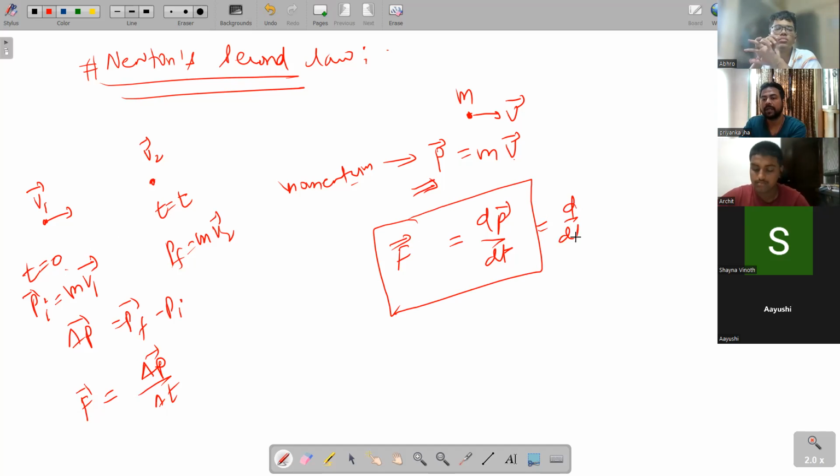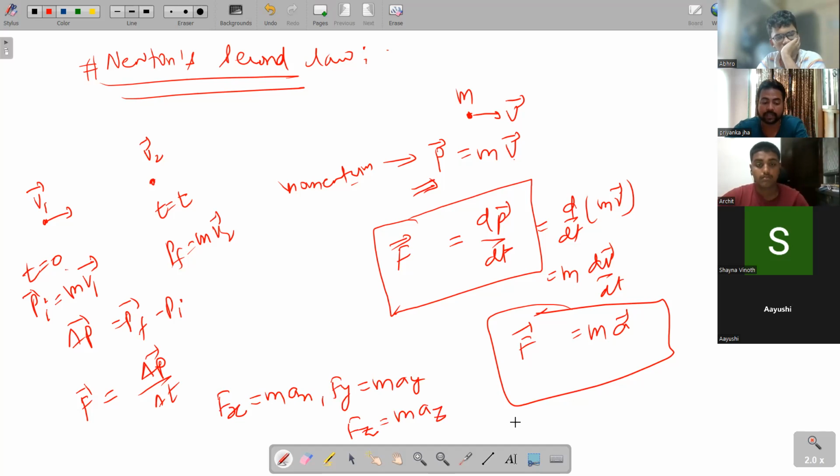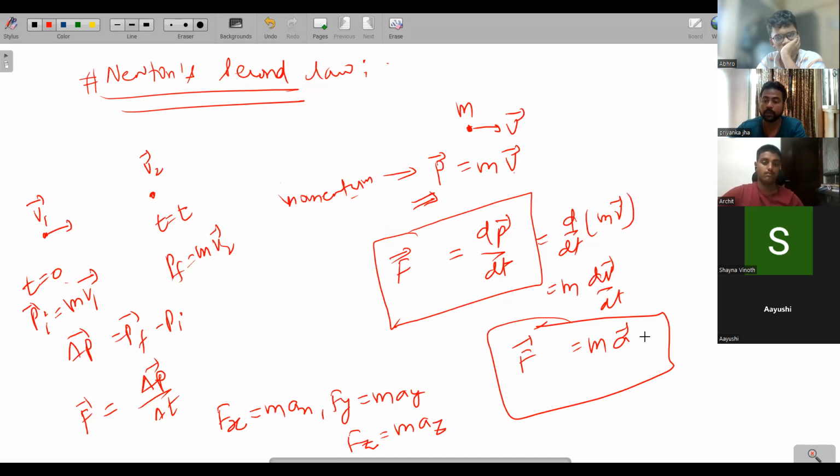Now we know that momentum is mass into velocity. Mass is constant, it will come out, and differentiation of velocity will give you acceleration. Now you can see from here we get force equal to m into a. Suppose you want to find force along the x-axis: force along x-axis is mass into acceleration along x-axis, force along y-axis will be mass into acceleration along y-axis, and force along z-axis will be mass into acceleration along z-axis. Because acceleration is a vector quantity and force is also a vector quantity, the direction of force will be in the direction of acceleration only, right?